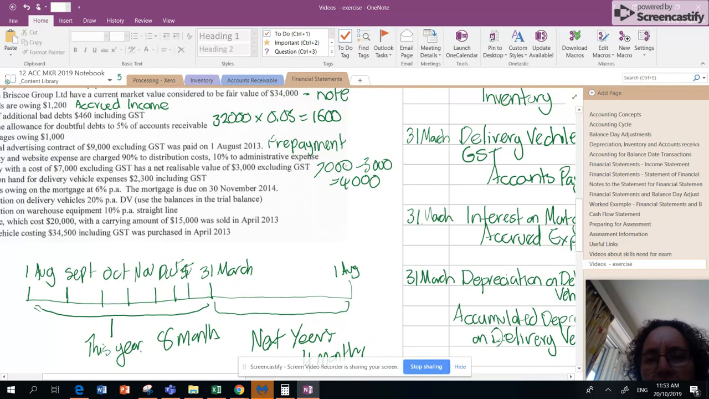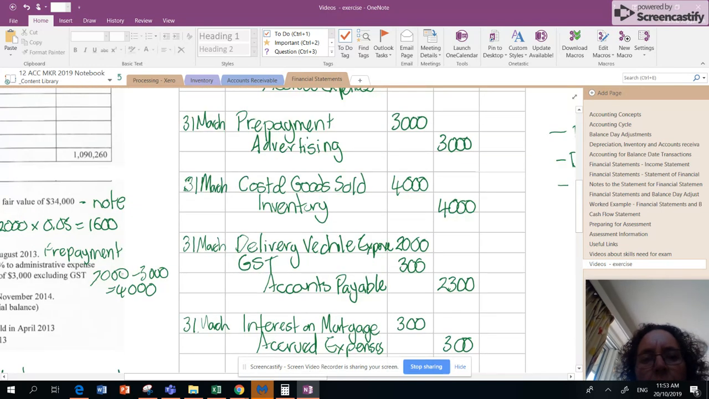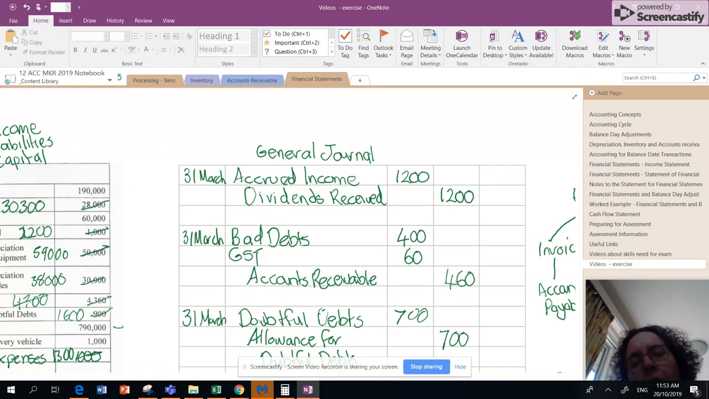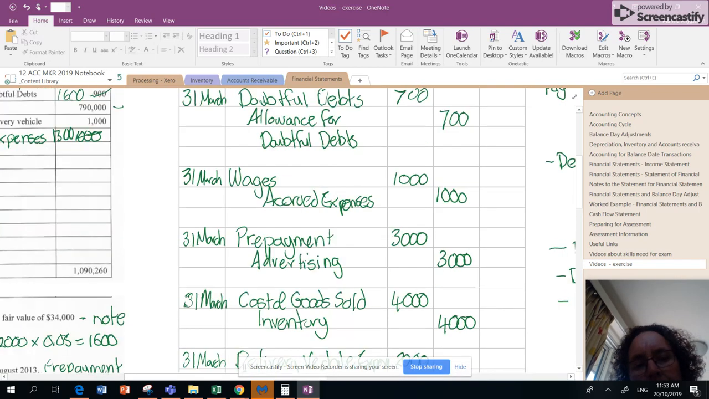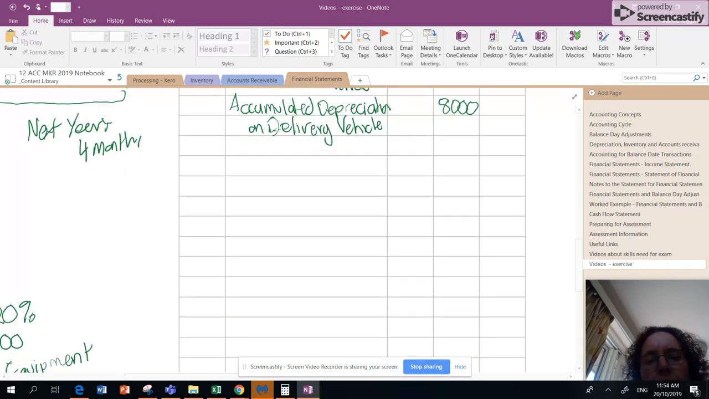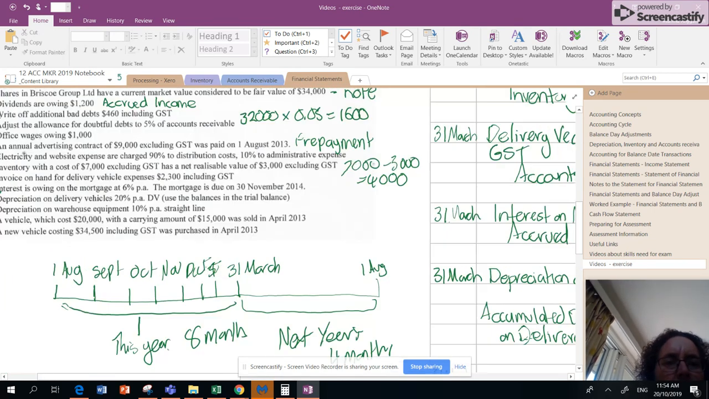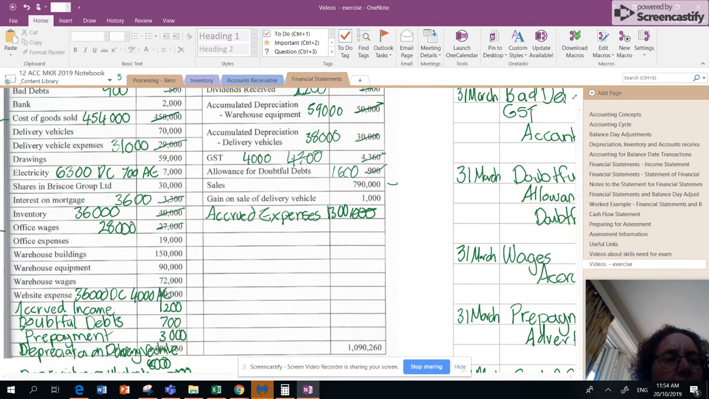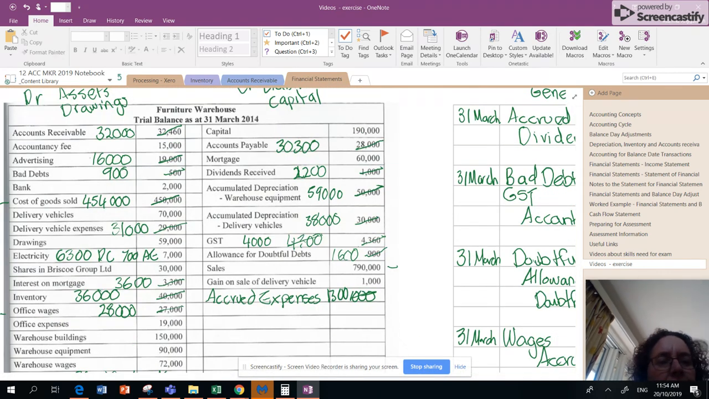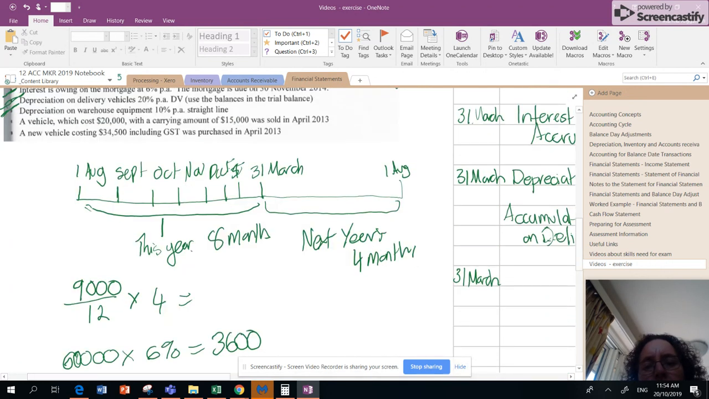So what we've done now is we've covered all the general journal entries that you could do for balance day adjustments. Now, the other general journal entries that you need to know about are the closing ones. Only income and expenses get closed off to the income summary. So we'll just do an example of what that would look like. So if we had, let's do our accountancy fee. So we're going to close that off to income summary.